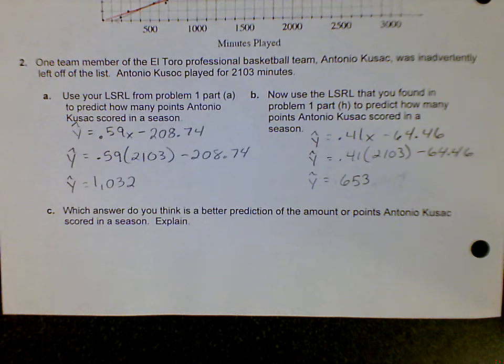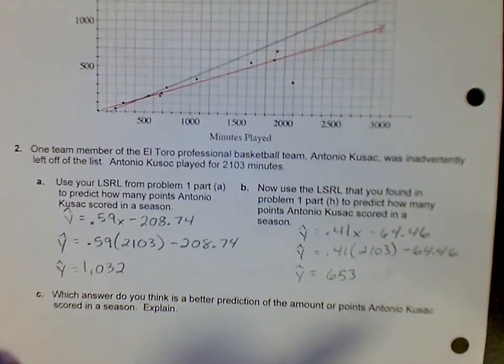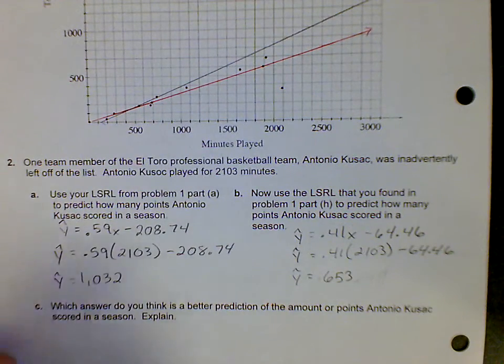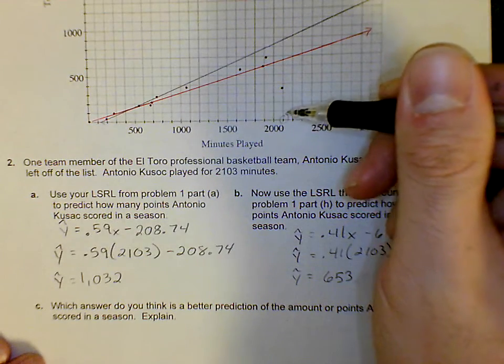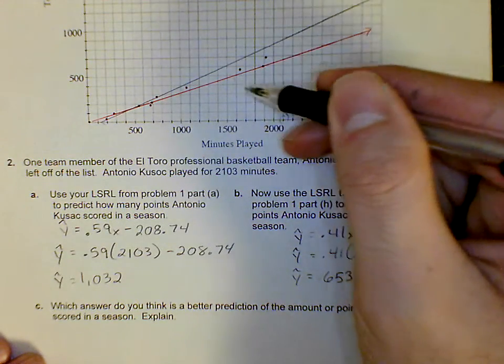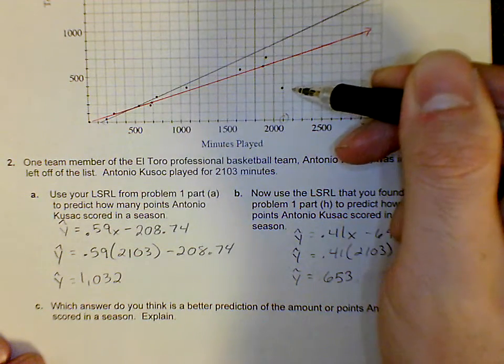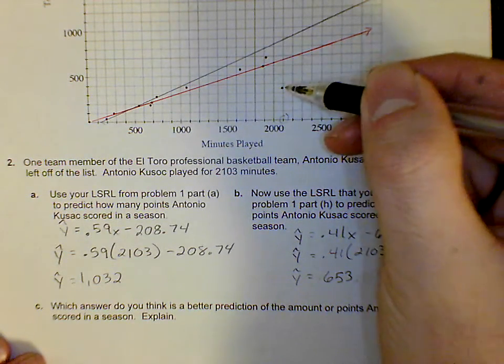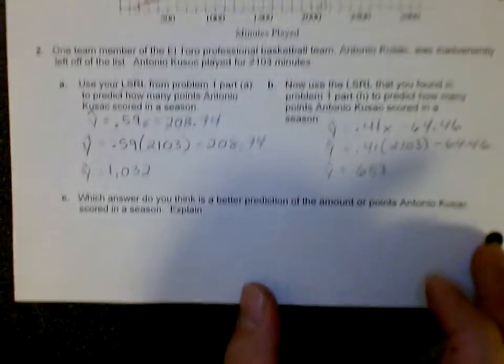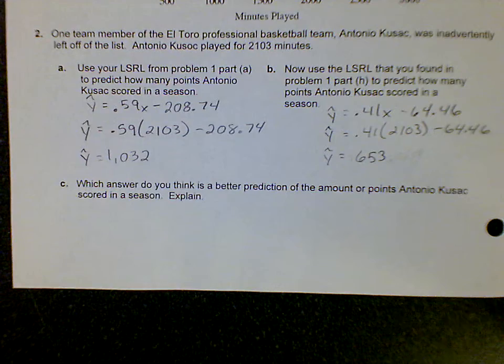Question C, which answer do you think is a better prediction of the amount of points Antonio Cusack scored in a season? Explain. I would take anything that has a good explanation for this one. For me, I'm going to look at the other people and see what they did. So if I'm looking at my graph and I'm looking around the 2103 area, so 2100 would be right here, and I look up at my other data points, they're all well under 1,000. So I would say that there's probably a good chance that this person didn't get over 1,000. So in that case, I would say that the second LSRL is probably the better prediction.